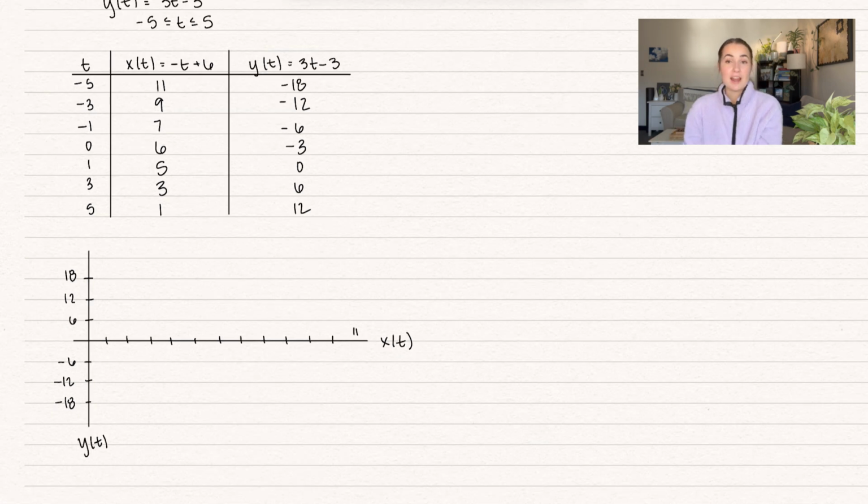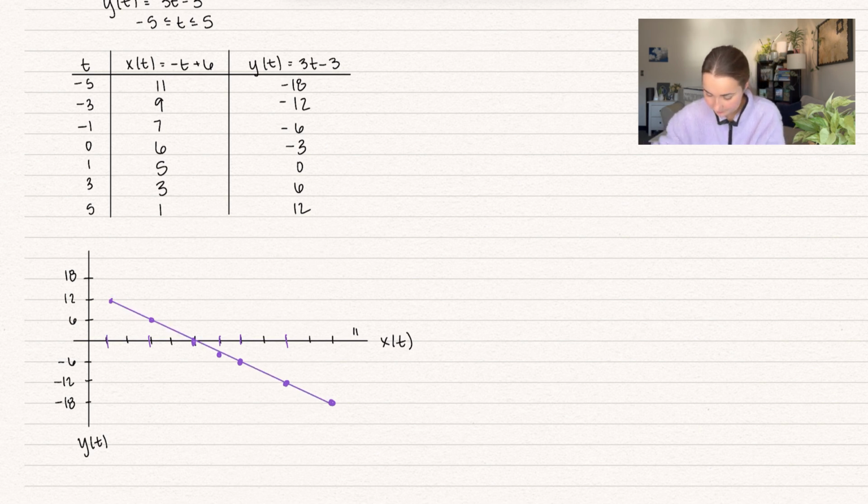So first we're going to start at x of t is equal to 11. So we have our 11 right here, and we're going to go all the way down to -18. Now we're going to go over to x, which is equal to 9, and we're going to go down to -12. Then we'll go to x is equal to 7. We're going to go down to -6. X is equal to 6, we get -3. And then x is equal to 5, we go up to 0. Now we're going to go to 3, and we're going to go up 6, and we're going to go to 1, and we're going to go up 12. So we can see this is actually just a wonderful straight line.